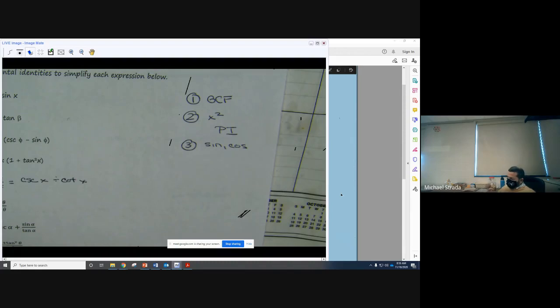Because as we went through this the last couple days, tangent is sine over cosine. Cotangent is cosine over sine. Secant is 1 over cosine. Cosecant is 1 over sine. The thing I compare it to is when you have multiple variables, like with systems, and you try to get it down to 1 variable. That's what we're trying to do. We're trying to get it down to 1 trig function. Then it's easier to work with.